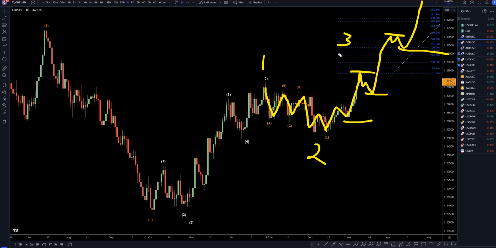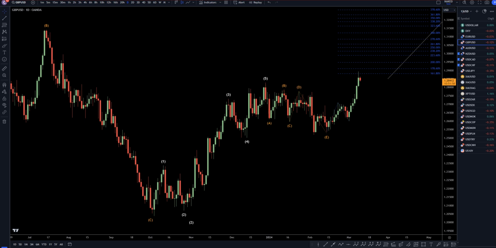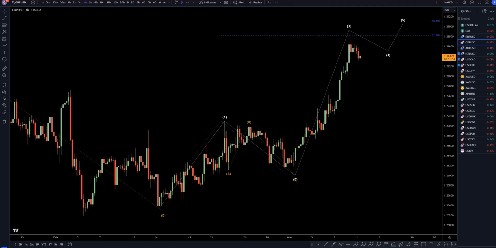Now we do have CPI coming out tomorrow, so it's going to be interesting to see what CPI does to these dollar pairs. Hopefully, it continues to push it up so that we can help confirm that it really is a wave three. Taking it down to the 4 hour time frame, it still looks like a wave one. It still looks like a wave two.